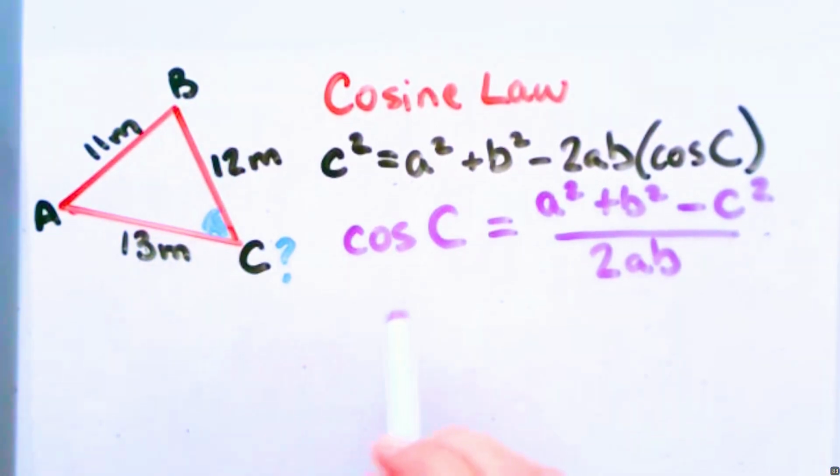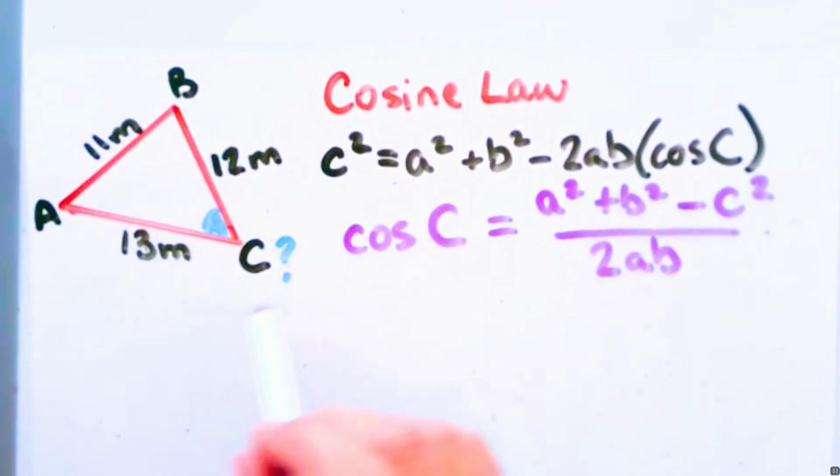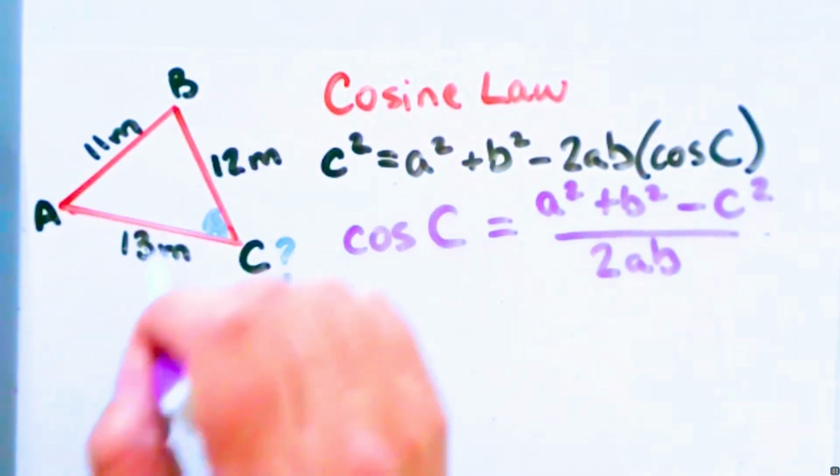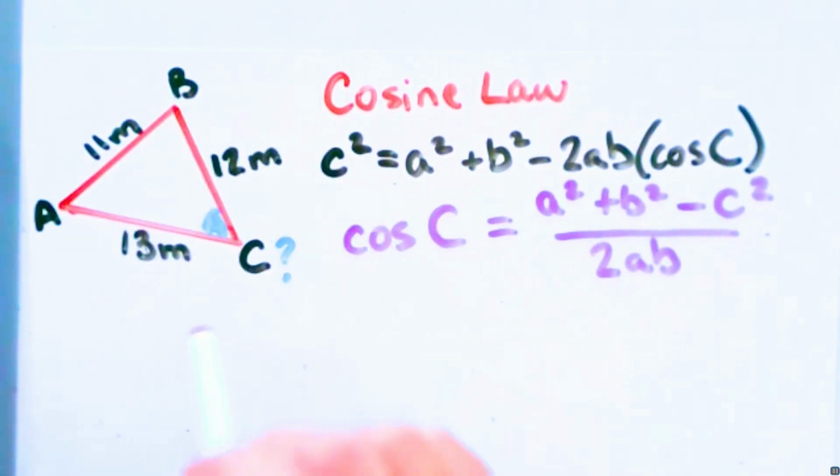By the way, how do I know that I should be using the cosine law here and not the sine law? Well, if I have 3 known sides and no known angles, that means I should be using the cosine law. Otherwise, I could probably use the sine law and save myself a few steps.